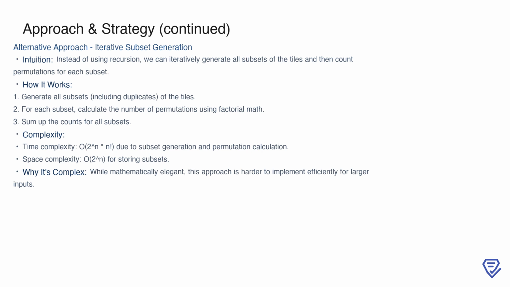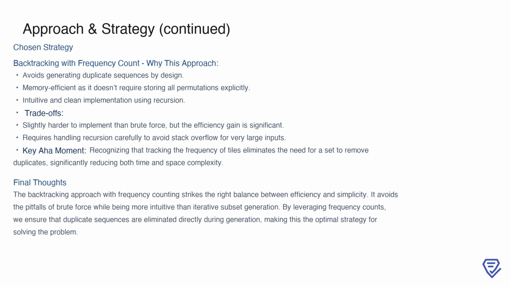While this method can be mathematically elegant, it is less practical for larger inputs, as it becomes harder to implement efficiently without running into performance bottlenecks. The chosen strategy is backtracking with frequency counting, as it offers the best balance between efficiency and simplicity. By design, this approach avoids generating duplicate sequences, which eliminates the need for a set and reduces memory usage.